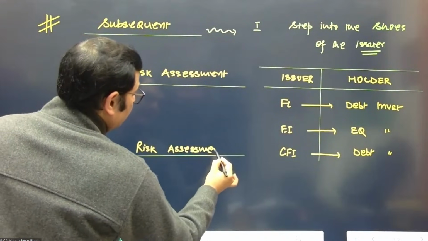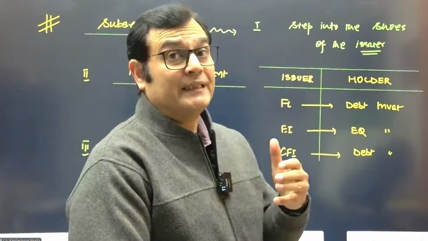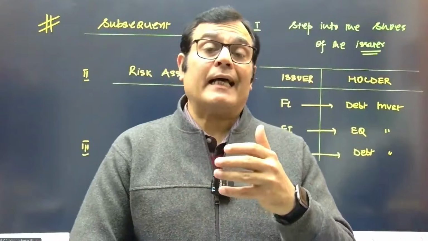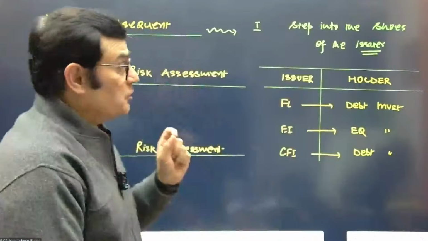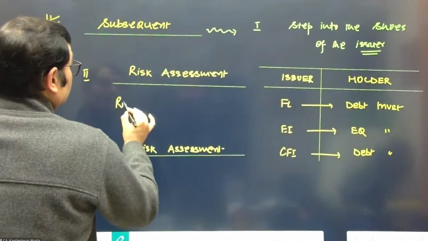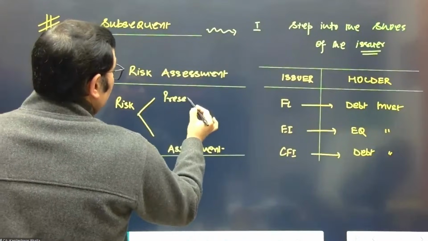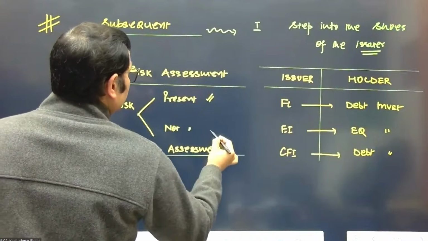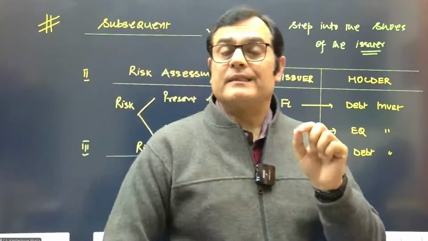So the second and the third step were all concentrated on risk assessment. I'm just trying to recap the thought processes which should be in your mind when you're looking at a subsequent measurement. Now, the difference between step number 2 and 3: in step number 2, you're looking at whether the risk is present or the risk is not present.